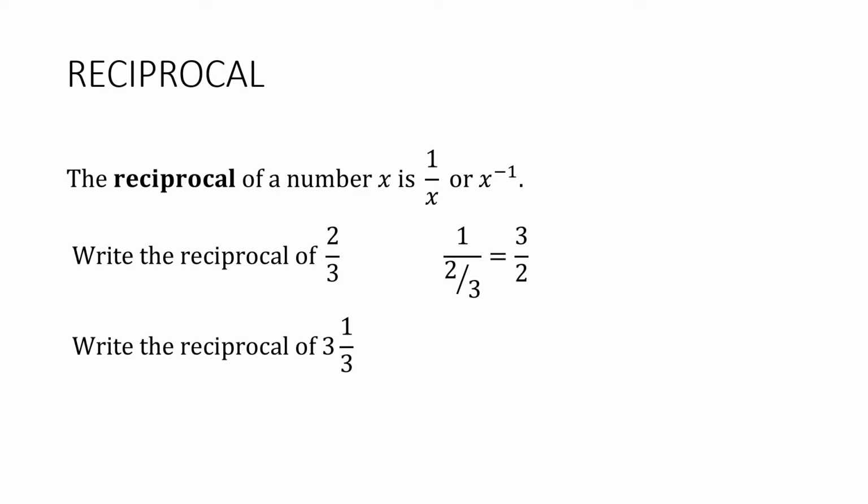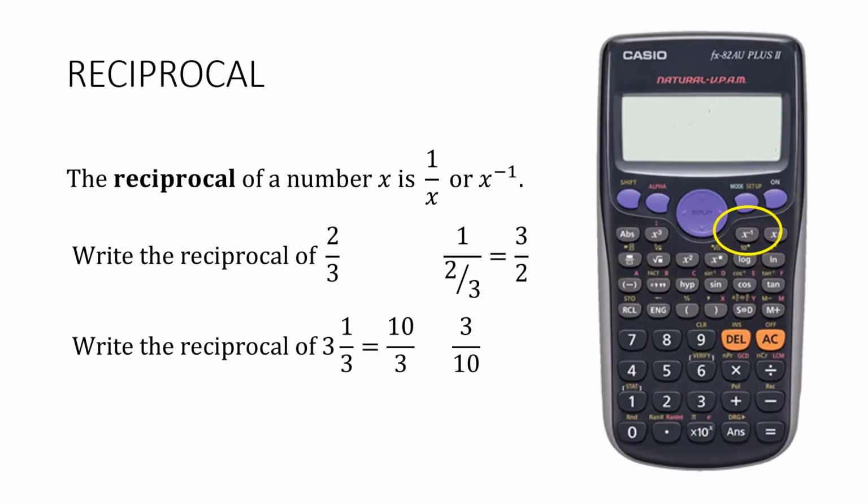If we want to write the reciprocal of a mixed numeral, we have to turn it to an improper fraction first of all. 3 3s and 9 plus 1 is 10. So as an improper fraction, it is 10 over 3. And then the reciprocal, turned upside down, is 3 over 10. On your calculator, there's this button here, x to the -1, and it will do the reciprocals for you.